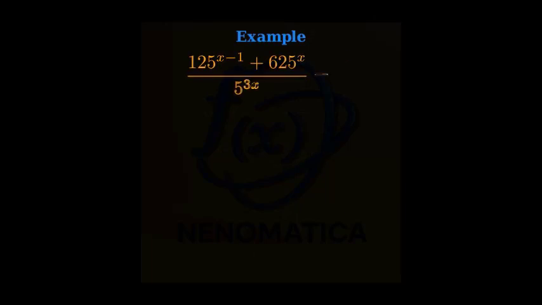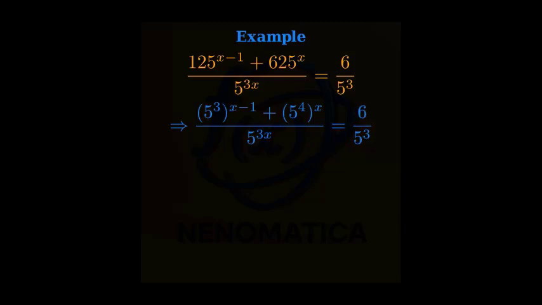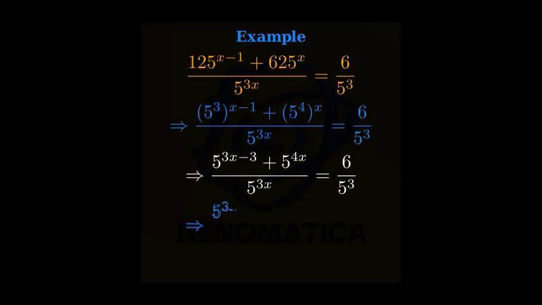Our example problem is to solve the following exponential equation: 125 to the power of x minus 1 plus 625 to the power of x, all divided by 5 to the power of 3x equals 6 over 5 cubed. Let's start by rewriting 125 and 625 in terms of powers of 5. We can write 125 as 5 cubed and 625 as 5 to the 4th power. Now we can use the power rule for exponents, which states that when we have a power raised to another power, we multiply the exponents.